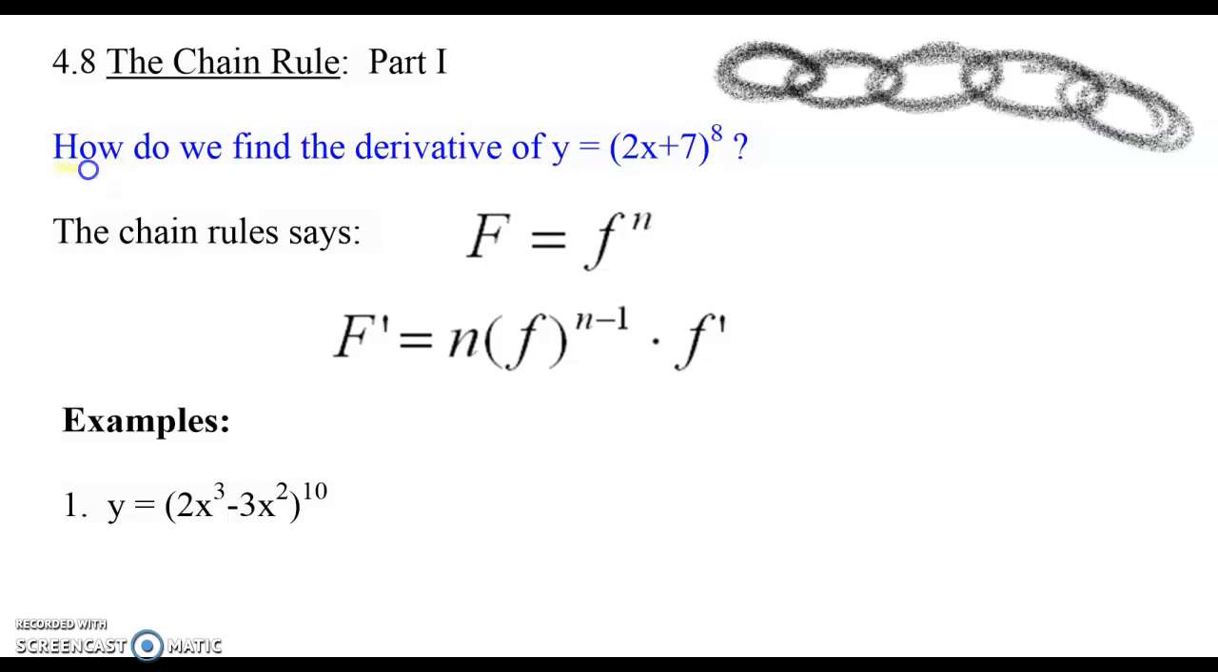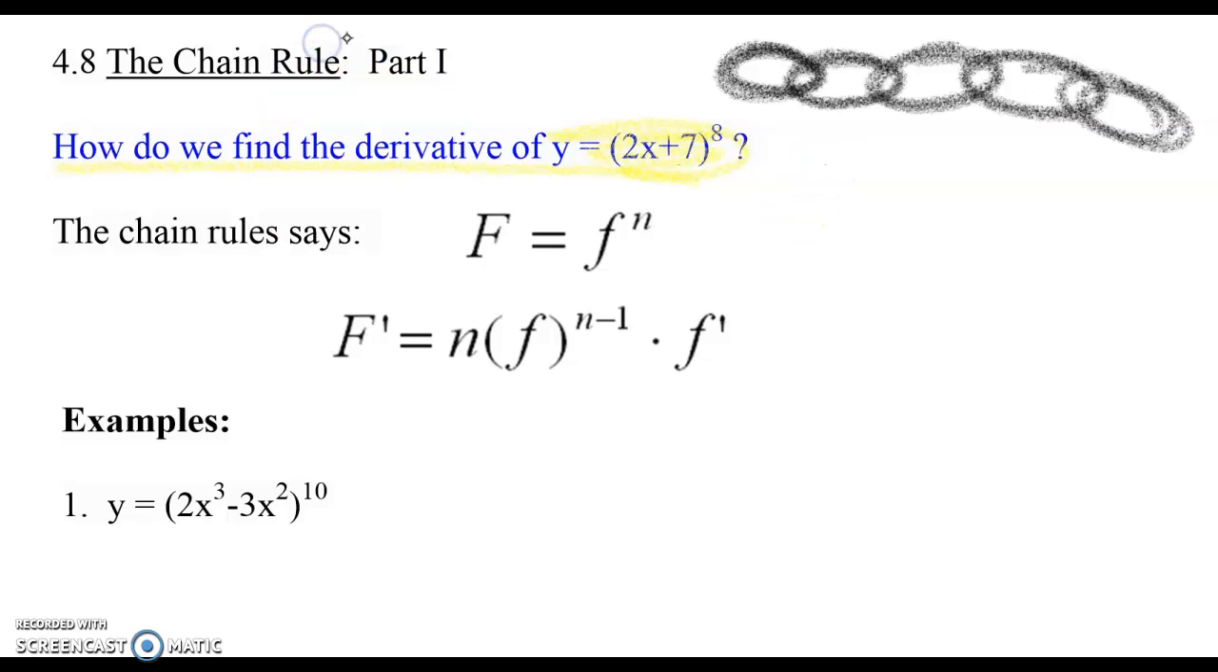We're asked here, how do we find the derivative of something like this? You can see we've learned how to differentiate inside this function. We could do that, but yet there's an exponent now on this entire function. The chain rule answers this question.